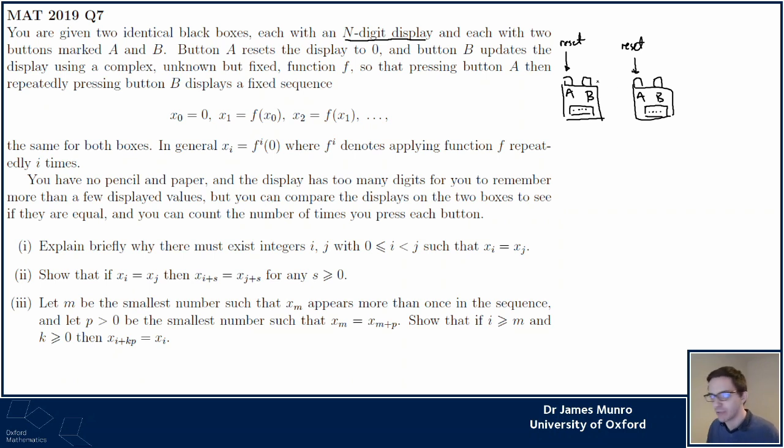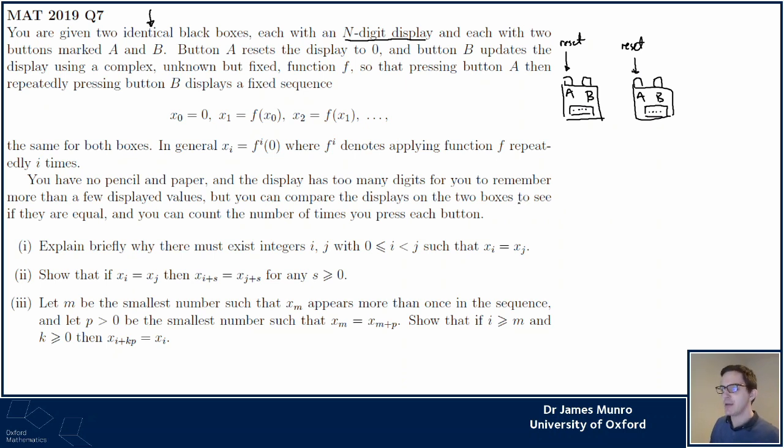Or we could press this one three times, press this one four times, remembering to reset in between experiments, and see if those things match up. So we can compare the numbers on the boxes. That's why we've got two of them, I suppose. Okay, they're identical boxes, yeah. So we don't know what the function is, but we know that these boxes are doing the same thing as each other.